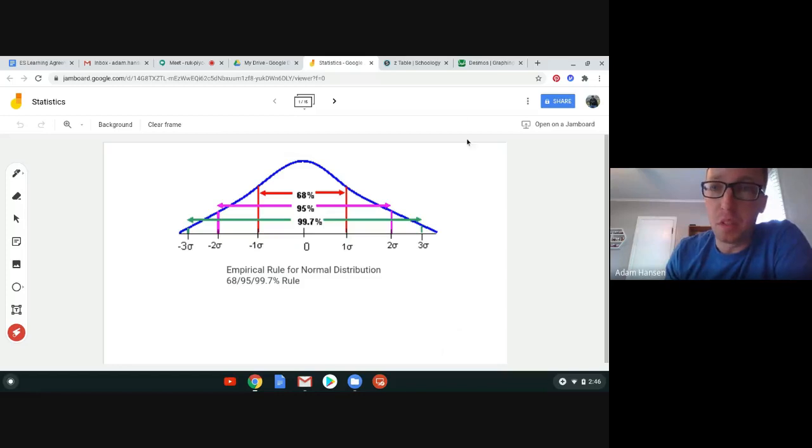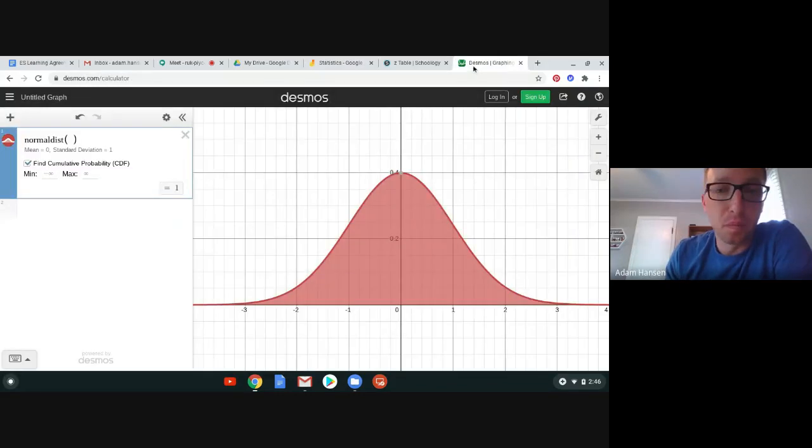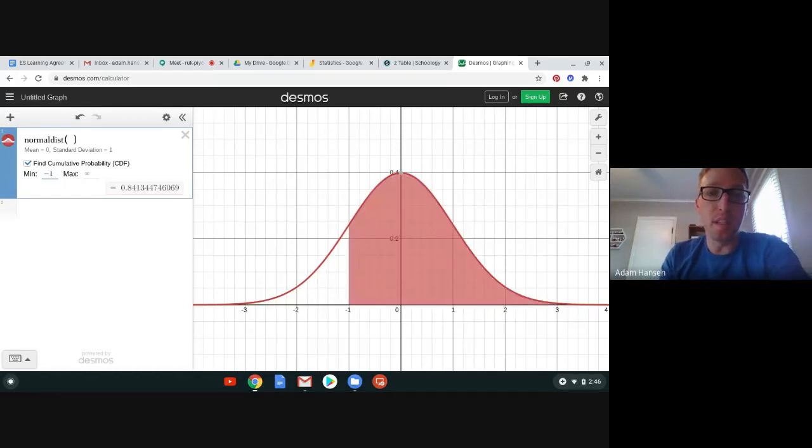If I go to Desmos here and show you this, here's that same normal distribution graphed on Desmos using the key phrase normal dist. If I have a minimum of -1, indicating one standard deviation below the mean, and a maximum of +1, indicating one standard deviation above the mean, this region right here shaded in red accounts for 68% of the area under the normal curve. Or in other words, 68% of all data lies within one standard deviation of the mean, given the normal distribution.